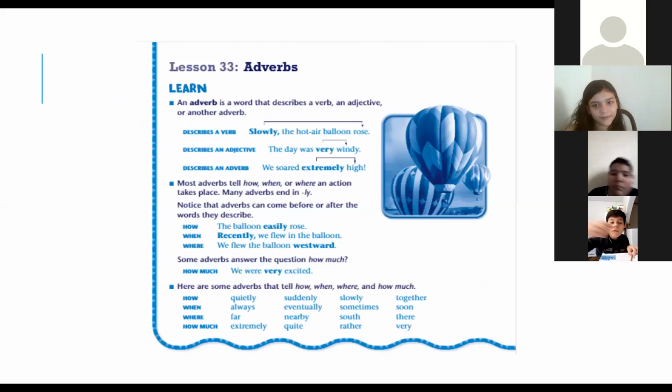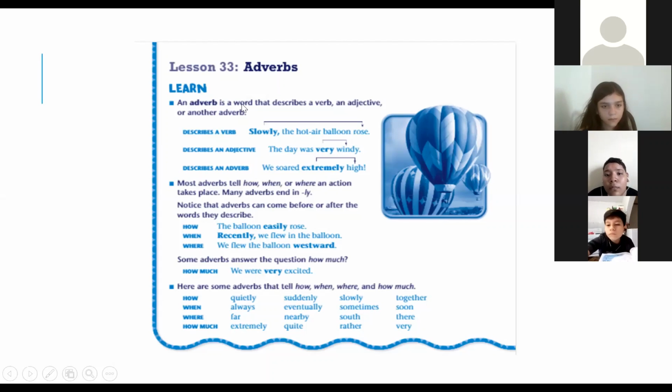Continuing with a review, we have adverbs on page 148. Okay, so we have the adjective that describes nouns, okay? But an adverb is a word that describes a verb, adjective, or another adverb, okay? So adjectives only describe nouns. Adverbs describe a verb, an adjective, or another adverb, okay?